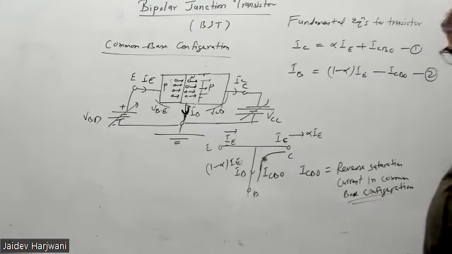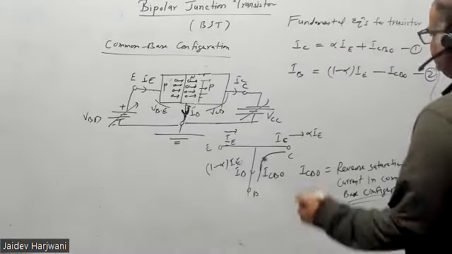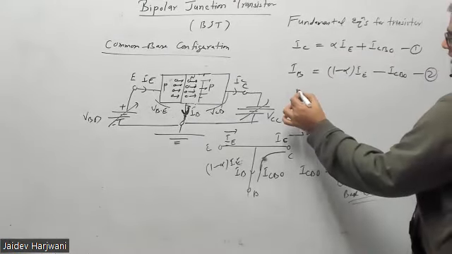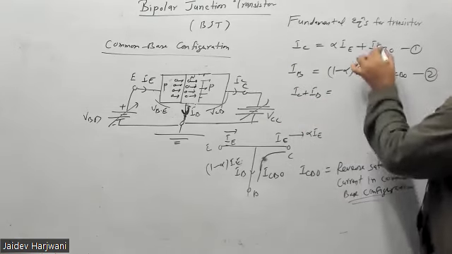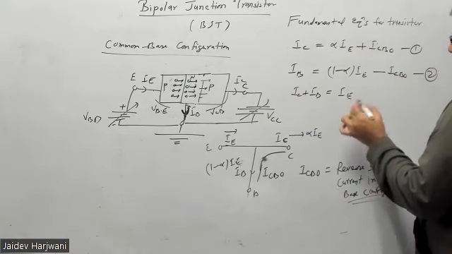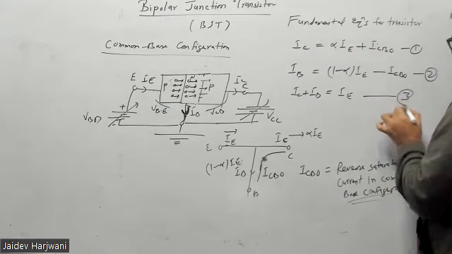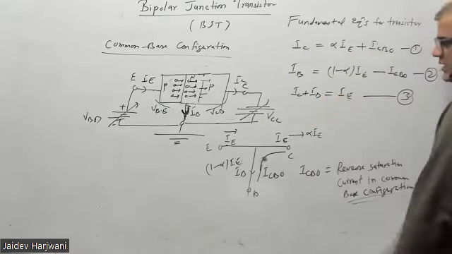Okay. Now you just add these two equations, equation 1 and 2. So my IC plus IB, these two will cancel out. Alpha IE cancels out. This will remain IE. So this is the main equation of transistor: IC plus IB should be equal to IE.